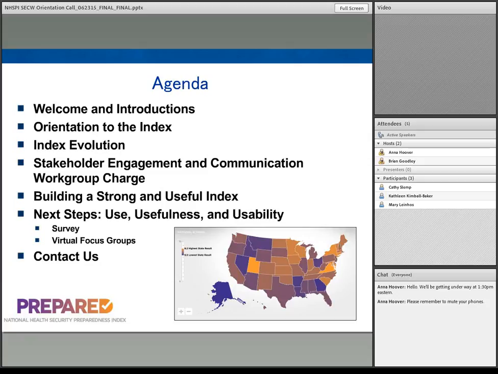And then we'll talk about some of the next steps around continued evaluation of usefulness and usability, including a survey and a set of virtual focus groups we're going to be fielding this summer. And then we'll provide you with some ways of interacting with the development of the index, as well as some ways of contacting us.